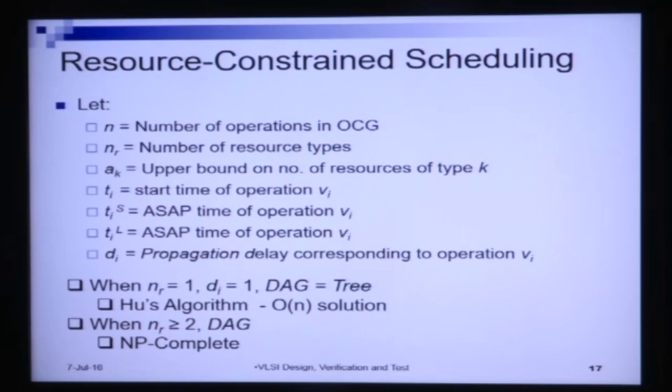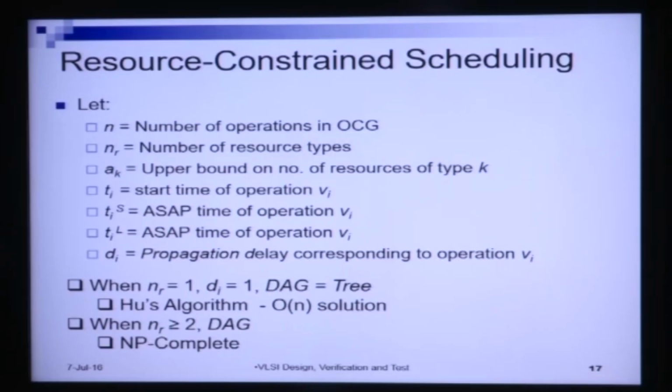Ti will represent the start time of each operation Vi. So, the operation constraints graph is represented by G equals V comma E, the nodes being defined as Vi, and the start time of a node will be defined as Ti.